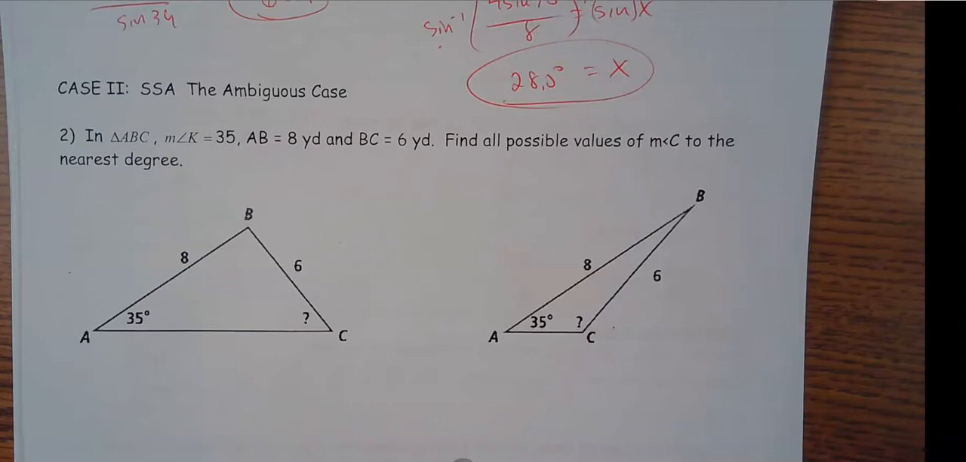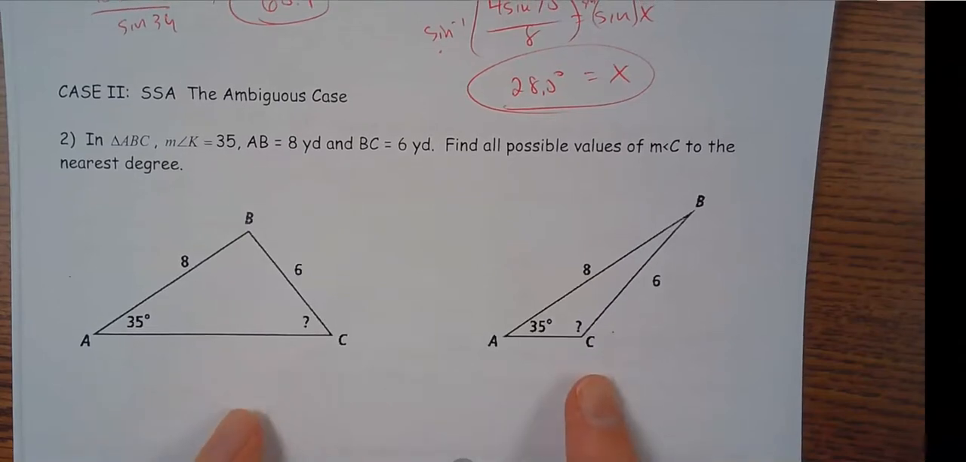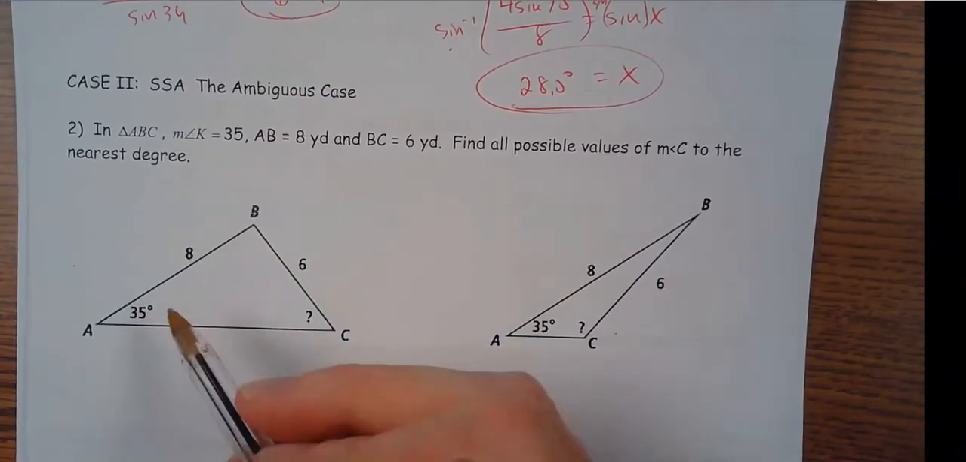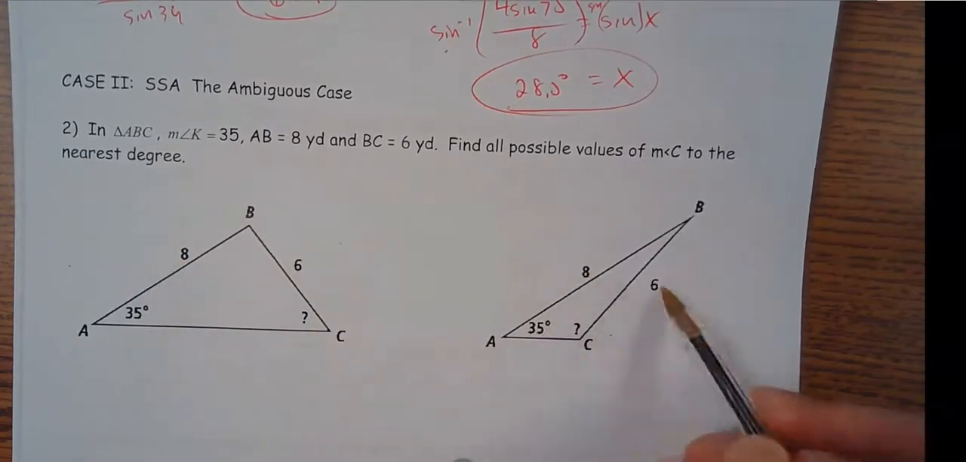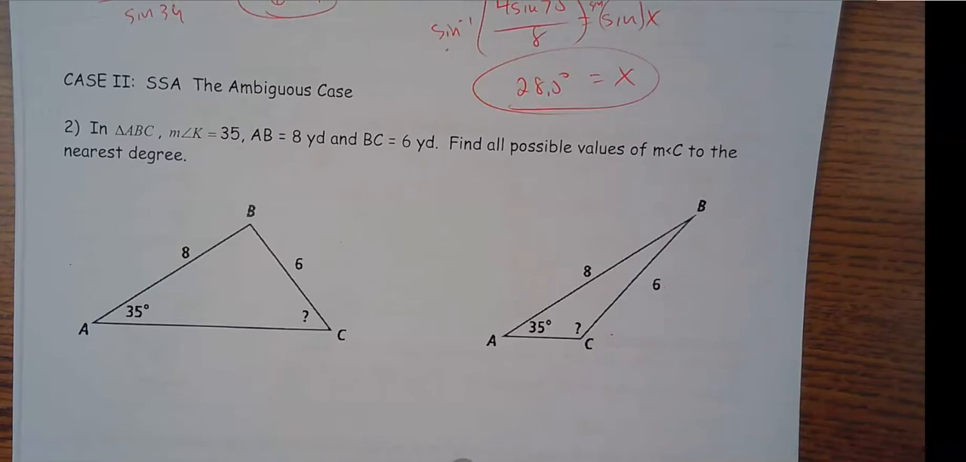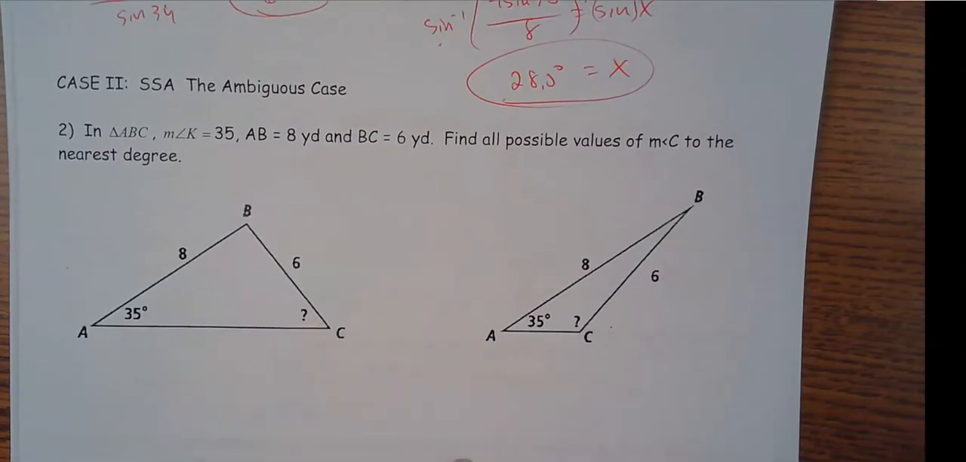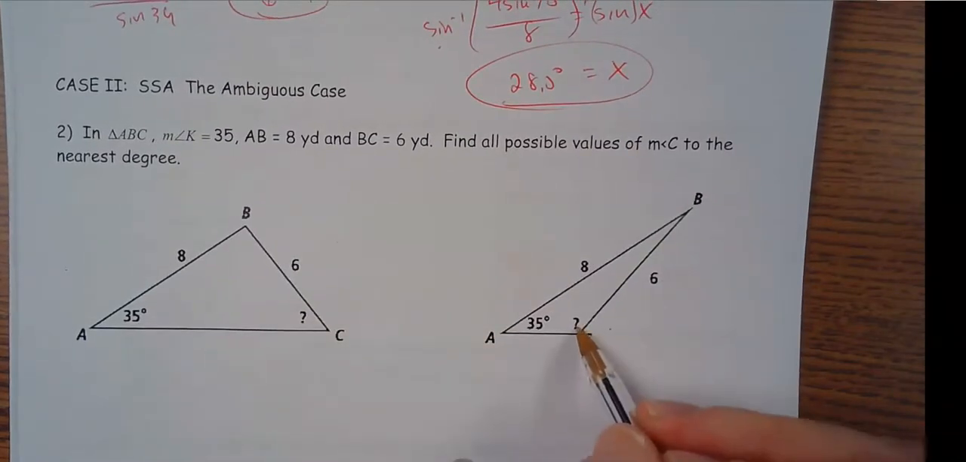Now the ambiguous case here, look at these two triangles. I have 35 degrees, 8 and 6, and here I have 35 degrees, 8 and 6. But they're two totally different triangles. But if I use law of sines I think there's one. And when you do it in the calculator, it's always going to give you the acute angle. So if I'm trying to find C, it's going to tell me the acute angle. But here's C with an obtuse angle.